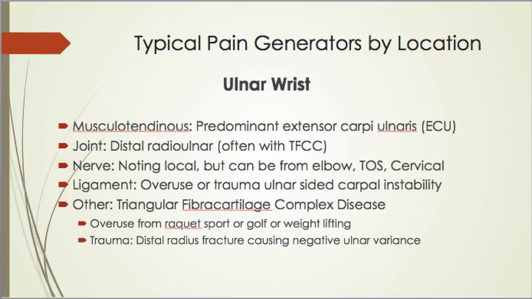The joint, the distal ulnar joint, can be associated with the triangular fibrocartilage complex, or the TFCC. You'll hear more about that in musculoskeletal. There's really nothing going on here as far as the nerve, because if there is a problem with the thoracic outlet syndrome or cubital tunnel or the cervical spine, it's not going to be local pain. It's going to be along the medial elbow and medial forearm into the wrist and hand. So there's nothing local that usually occurs there. It's usually a proximal issue.